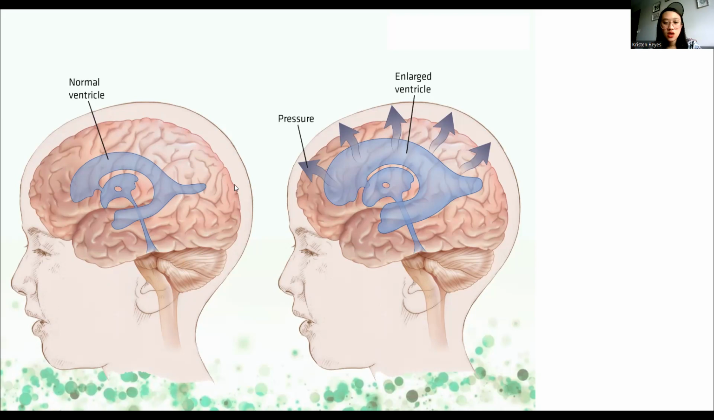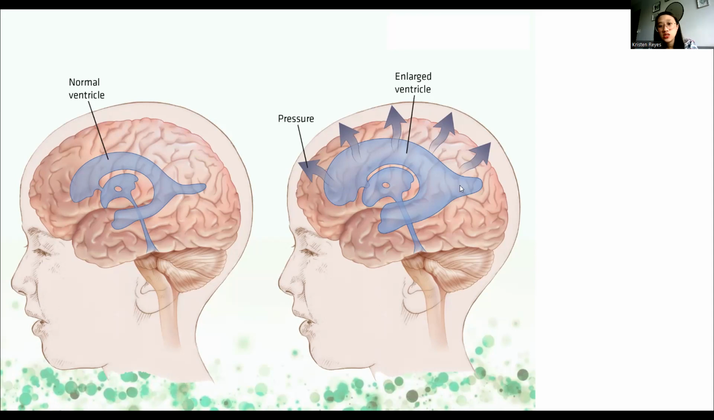So, how do you produce hydrocephalus? If you have anything that blocks the flow of the cerebrospinal fluid, say for example a tumor in this area, that would block the release of the cerebrospinal fluid. If that happens, you would have accumulation of the CSF in your ventricles inside the brain.